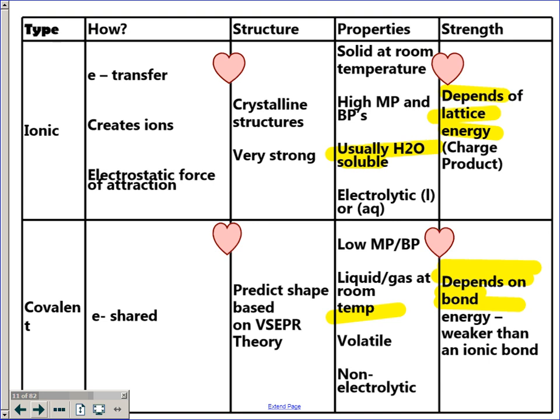So I'm going to highlight a couple of things that I think are important. You've already got how it bonds: electrons are transferred, where they create ions, right? Ions, ionic, that kind of goes together. The electrostatic force is probably already on there. Electrostatic is basically like a magnetic attraction where you have positive attracted to negative. Keep going across the ionic side of things. We know it has a lattice structure, and that's a crystal. The lattice structure is a crystal. So it's a very strong structure.